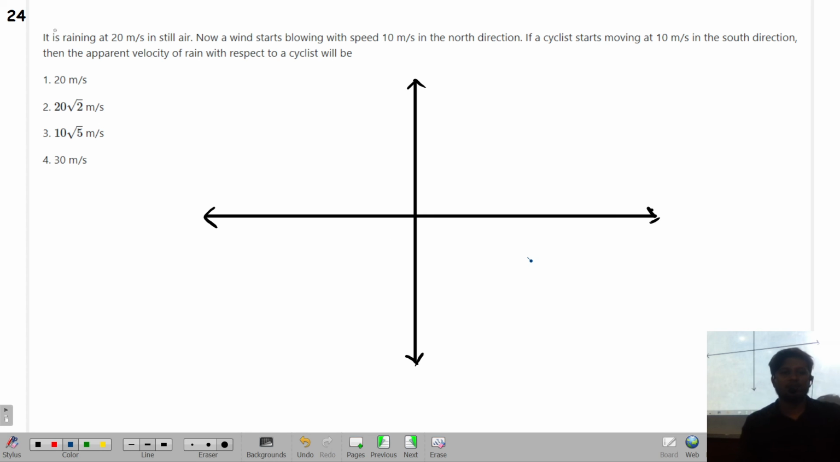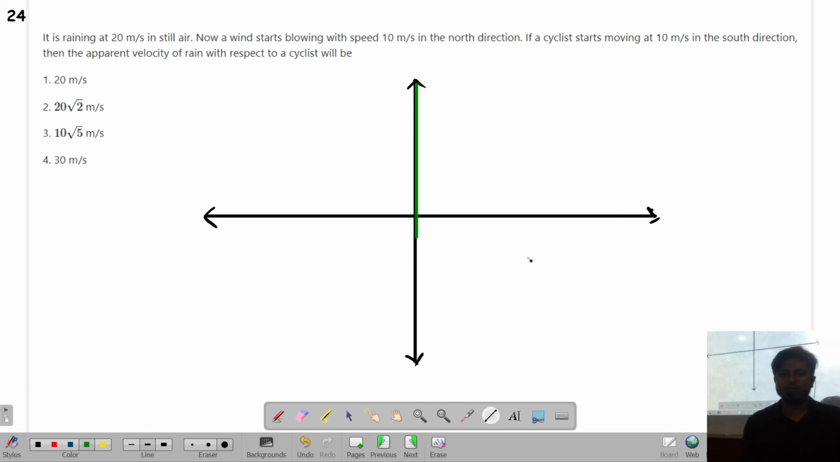Please look over here. What is it saying? It is raining at 20 meter per second in still air. So raining in still air means what? Rain is falling vertically or not? So rain is falling vertically, and the speed of the rain is 20 meter per second. I'll draw it. So this is the velocity of rain, 20 meter per second.